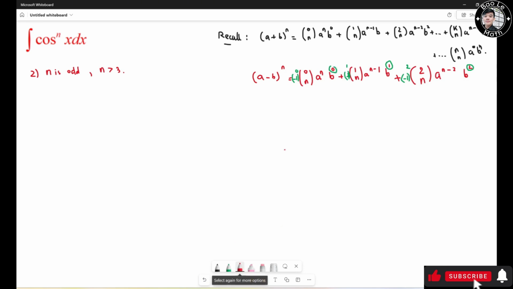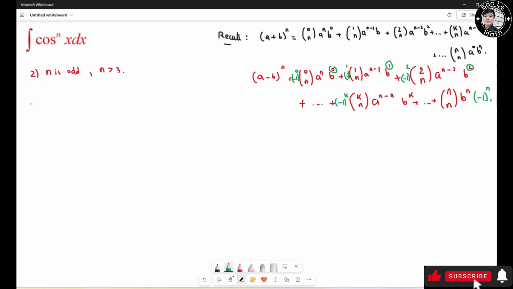Okay, so in general, I have the general term, plus etc., plus the combination of n and k, a raised to the n minus k, b raised to the power of k. So I have negative 1 right here raised to the power of k. And the last term turns out to be the combination of n and n, b raised to the power of n, right? So this guy turns out to be times negative 1 to the power of n, right?